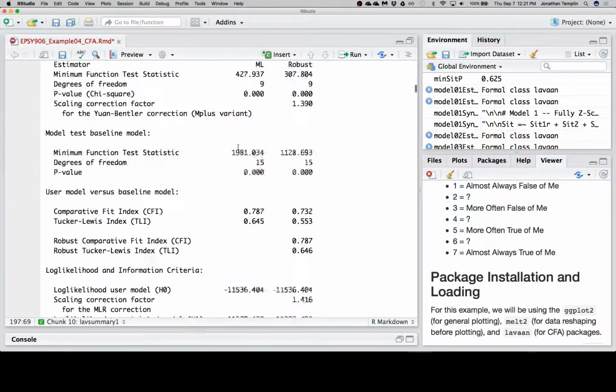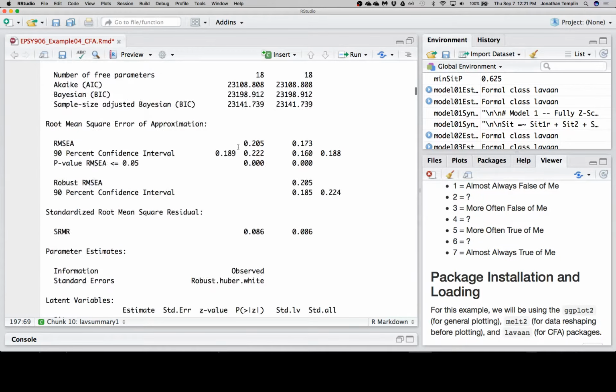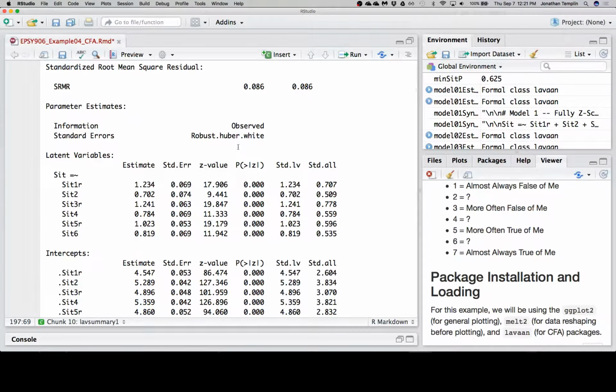Looks like Mplus, exactly. It's trying to rip off Mplus. Although I don't know, is it ripping off if it's an open source free package? I don't know. What do you think about that?